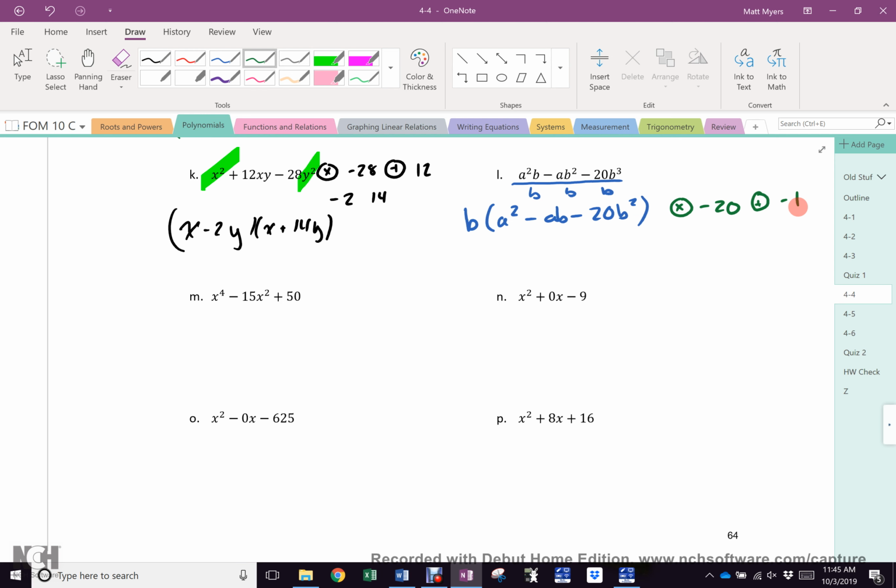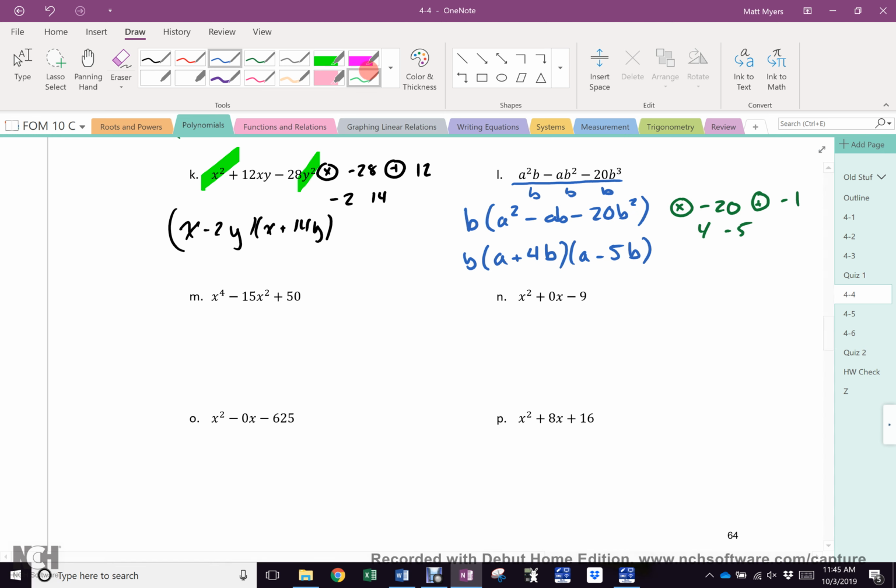Negative 4, negative 5. Not negative 4 and negative 5. That would multiply to positive 20. What is it, Amal? 4 and negative 5. 4 and negative 5. So, of course, I know it is b times a plus 4b, because I need a b squared, and a minus 5b, because I need b squared.